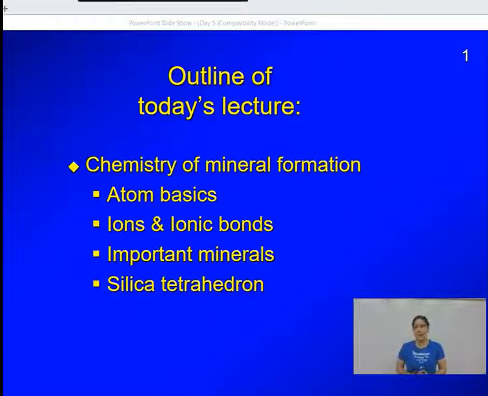And then we'll talk about what an ion is and what an ionic bond is. And then we'll talk about what geologists think are important minerals. And the punchline is, those minerals that have silica tetrahedron involved in them, we think are particularly important. So we will talk about the silica tetrahedron.